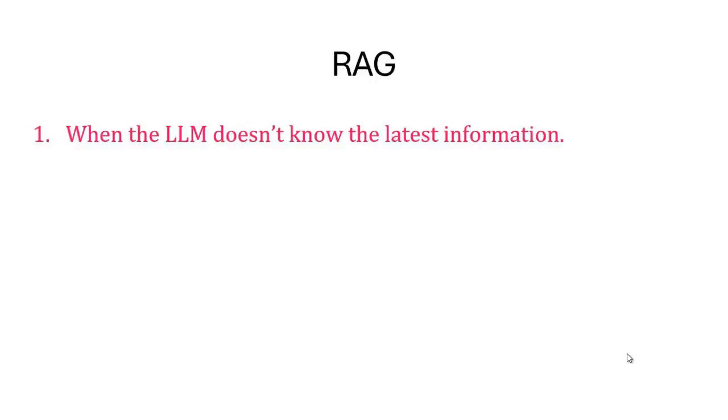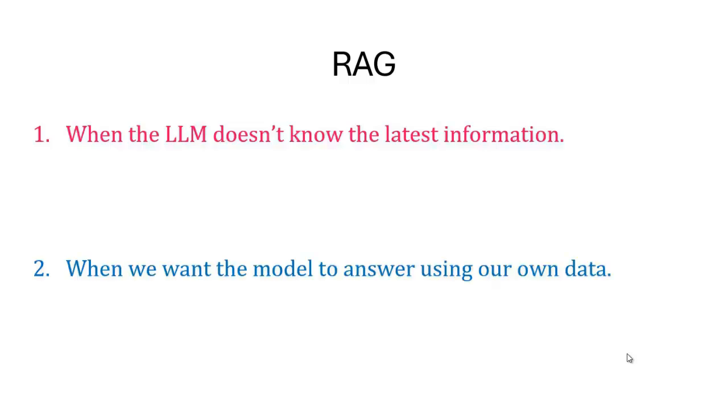For example, if the model was trained long ago and the user asks about something new or updated, the model cannot answer correctly because it has no recent data. Second, when we want the model to answer using our own data, like company documents, user manuals, PDFs, policies, resumes, internal records, research notes, etc. The model was never trained on this private data, so it cannot respond using it, right?